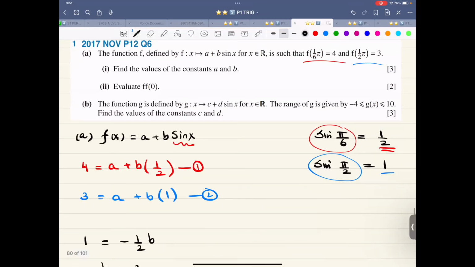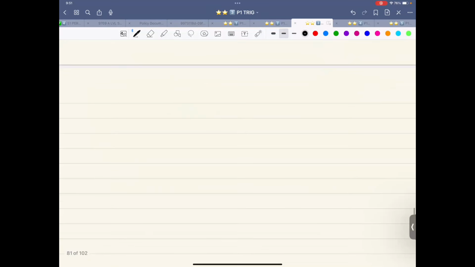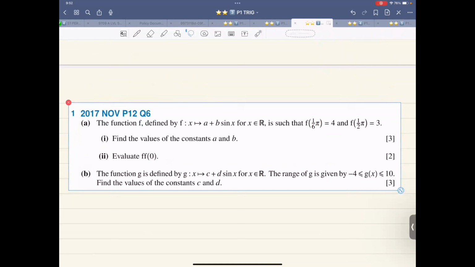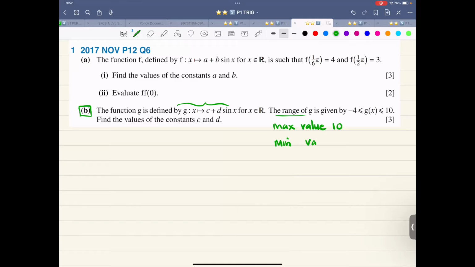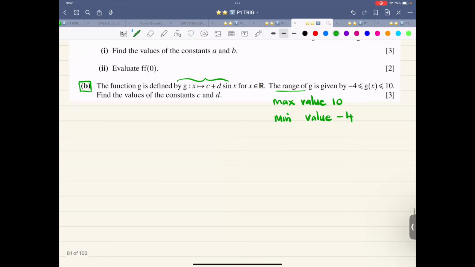Now let me just copy this, paste it on the next page, and now focus on the next one. What is this question all about? This can be reworded as this. I can reword this as that this is the function. The range is given as this. That means the maximum value is 10. The minimum value is negative 4. So this is that question about that amplitude thing.